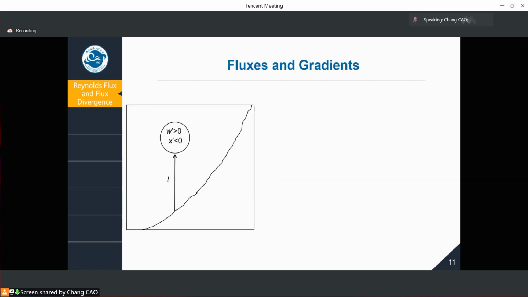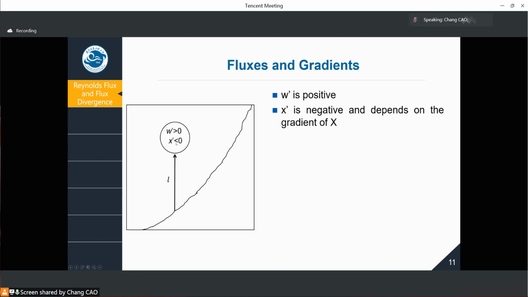Okay, so we have already talked about Reynolds fluxes. Then we will talk about the relationship between gradient and fluxes. This time, let's look at this picture. Here, the circle still represents an eddy. We suppose that since the eddy is moving upwards, W prime is bigger than 0. So W prime is positive, and X prime is negative. Usually it depends on the gradient of the scalar X.